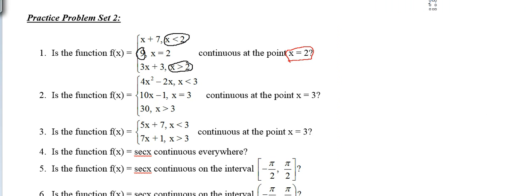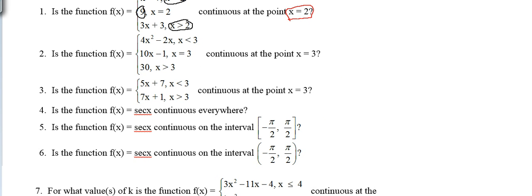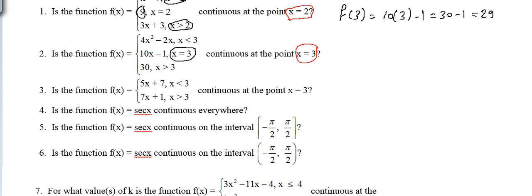Okay, let's see number 2. Also the same, but we have to study the continuity at x equals 3. First, f of 3, we substitute it here, x equals 3. It's 10 times 3 minus 1, which is 30 minus 1, equal to 29. And this satisfies the existence, condition 1.